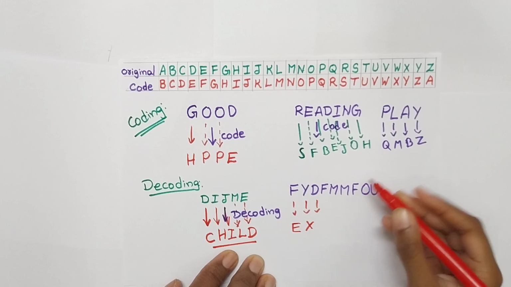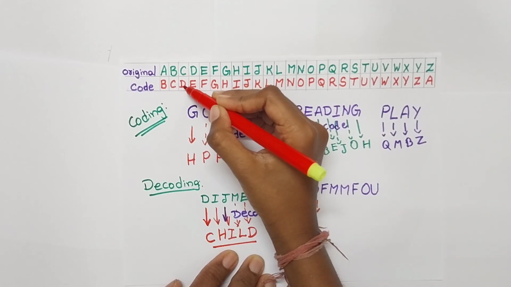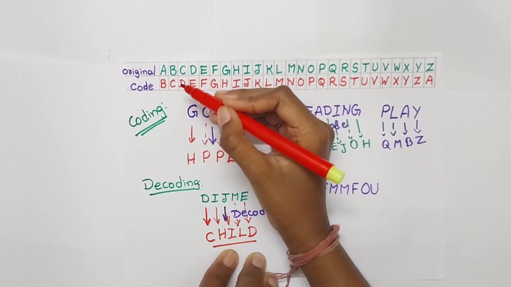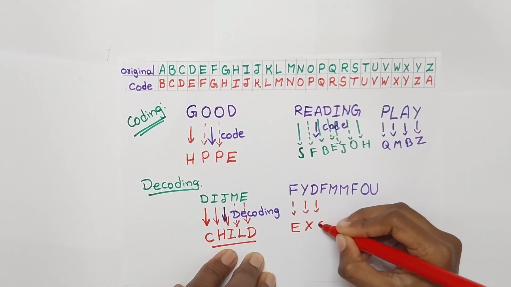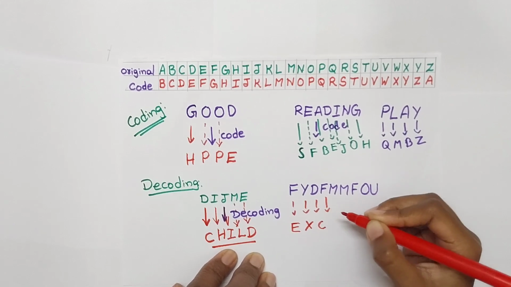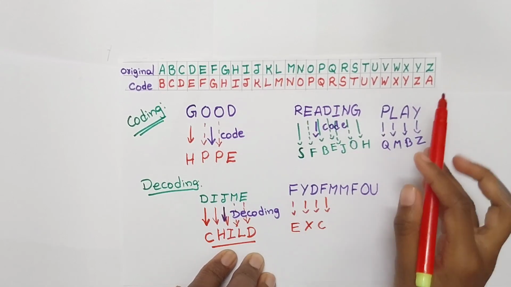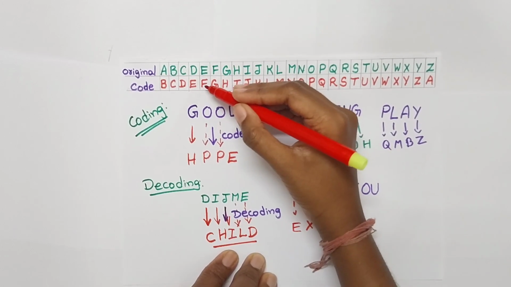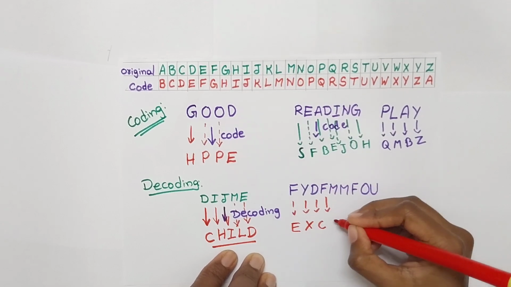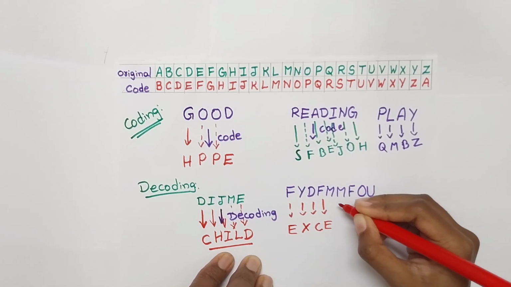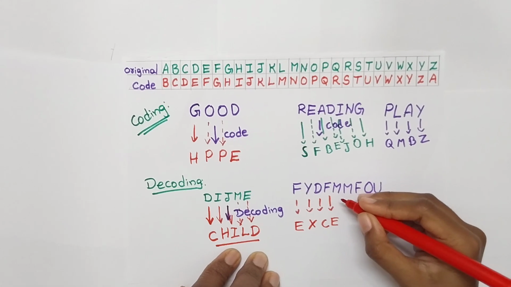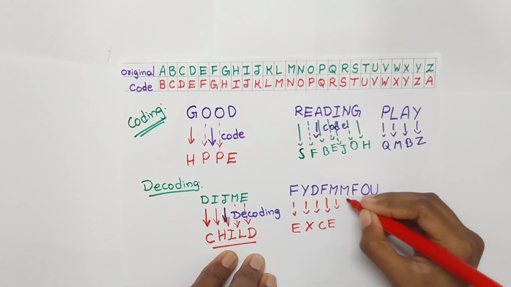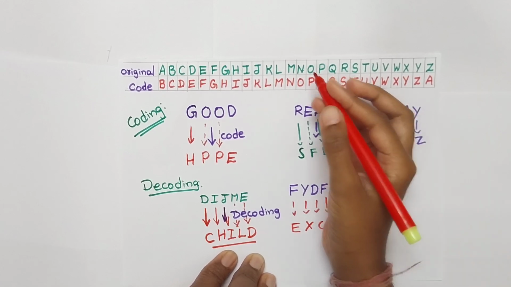Now, where is D in the second line? Here's D in the second line. For the D, the original letter was C. Where is F in the second line? Here is the F in the second line. For the F, the original letter was E. Guess what spelling it was? It's my favorite.